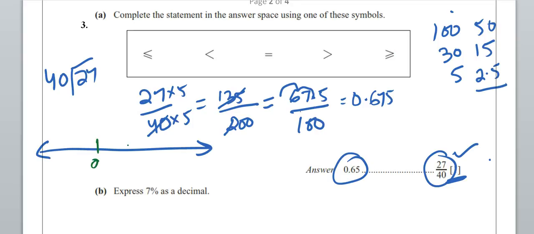Now if I make a number line here, the first number is 0.65. Let's suppose there is somewhere 0, there is 0.65. So what must be the position of 0.675? I think you can say easily that 0.675 would be right of 0.65. So it means 0.65 is lesser than 0.675, right? Okay, come to the next one.